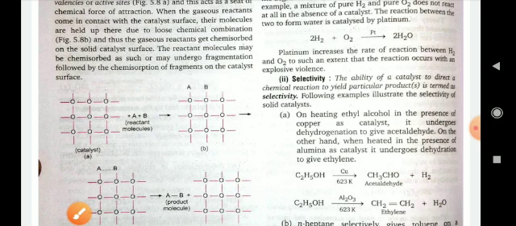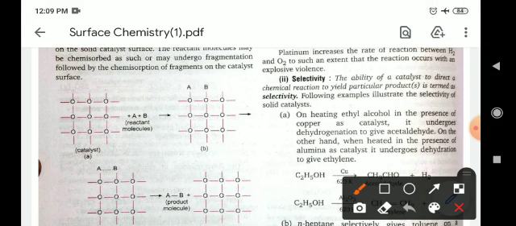Selectivity: as we know, for a particular reaction a particular type of catalyst is required. So it is basically known as the selectivity of the catalysis. The ability of a catalyst to direct a chemical reaction to yield a particular product is termed selectivity.